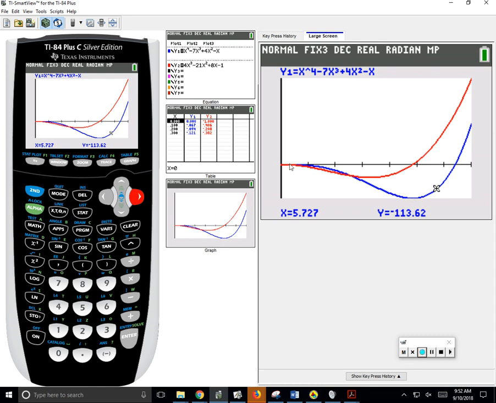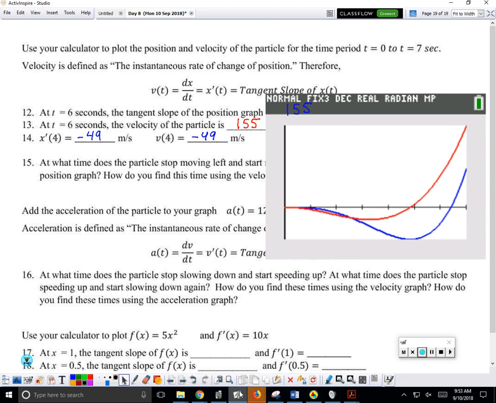Because notice here, if you follow the red, all these red dots have a negative y-coordinate. Negative velocity means the particle is going left. Right here, the particle stops going left. It actually stops. The velocity becomes positive. The particle starts moving back to the right. Those 2 points are perfectly aligned. The spot on the blue graph where the tangent slope would be 0 and that spot are perfectly aligned.